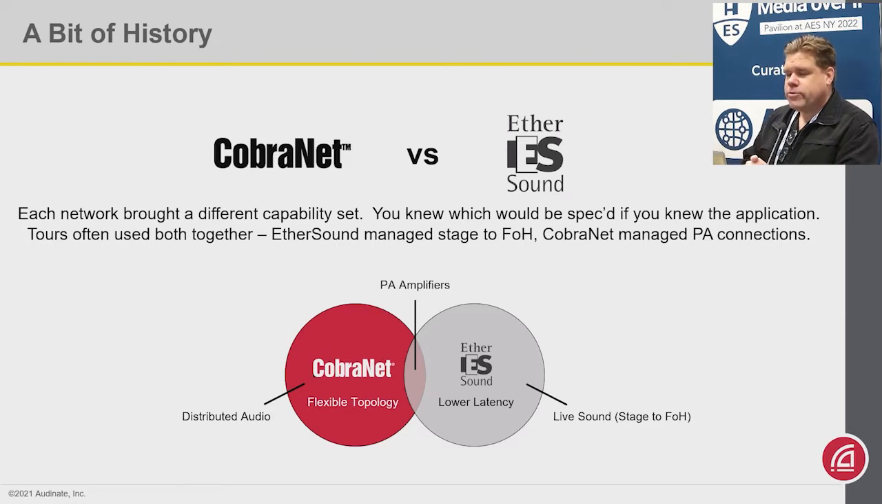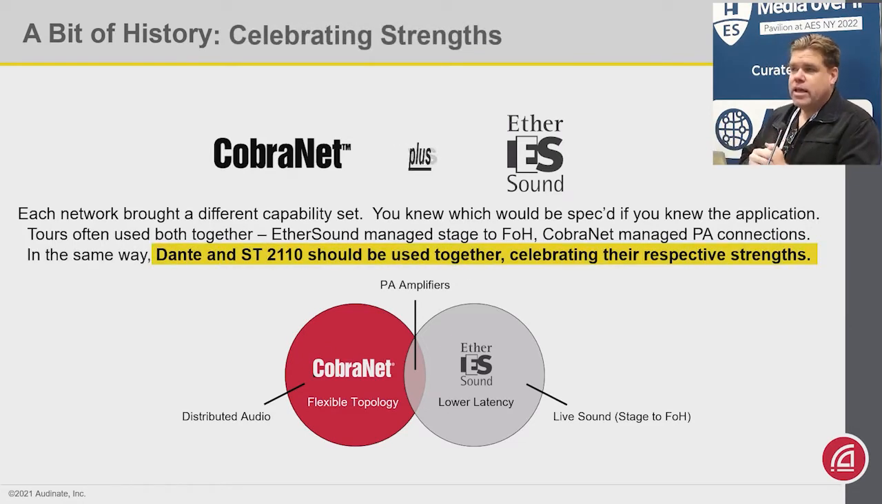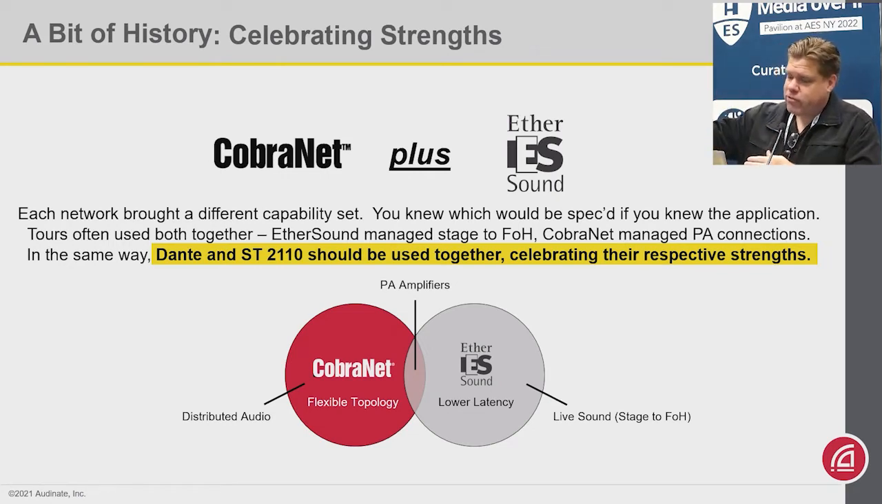When you were looking at tours back in the day, 20 years ago, EtherSound and CobraNet were often used on the same project. So EtherSound would get stuff from the stage to the front of house. The artist would have a very low latency experience. When you had to hit the PA system or a distributed audio system, that was CobraNet. They were used in the same project at the same time. And that's kind of how we saw ST2110 and Dante. They were going to be different standards working together.